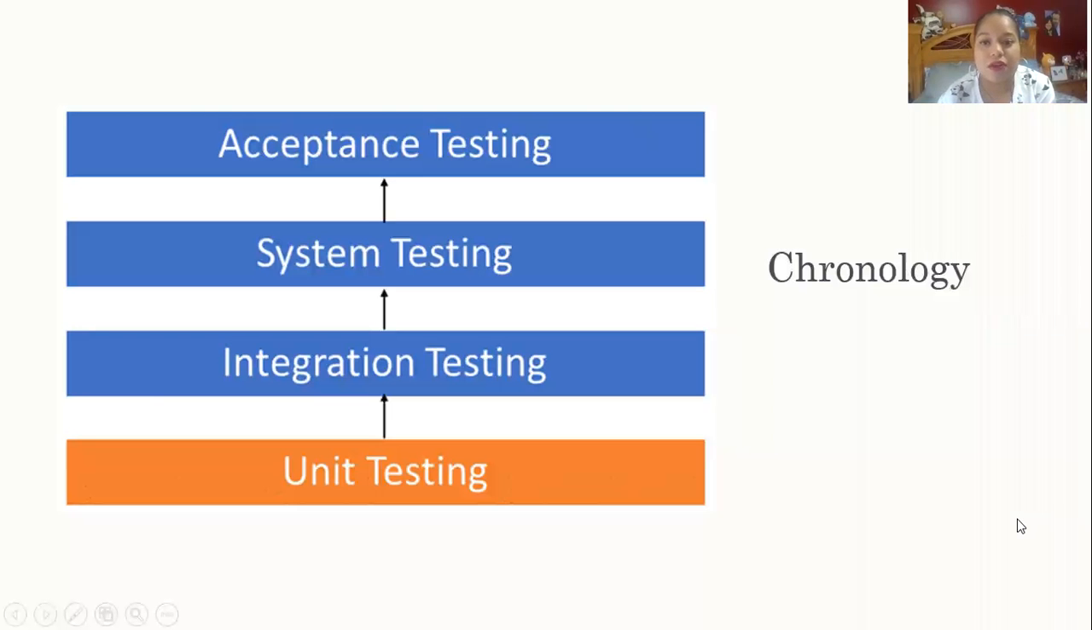And then this is just a chronology of how the testing goes. So first is unit testing, then integration testing, system testing, which we'll talk about next, and then lastly, acceptance testing.